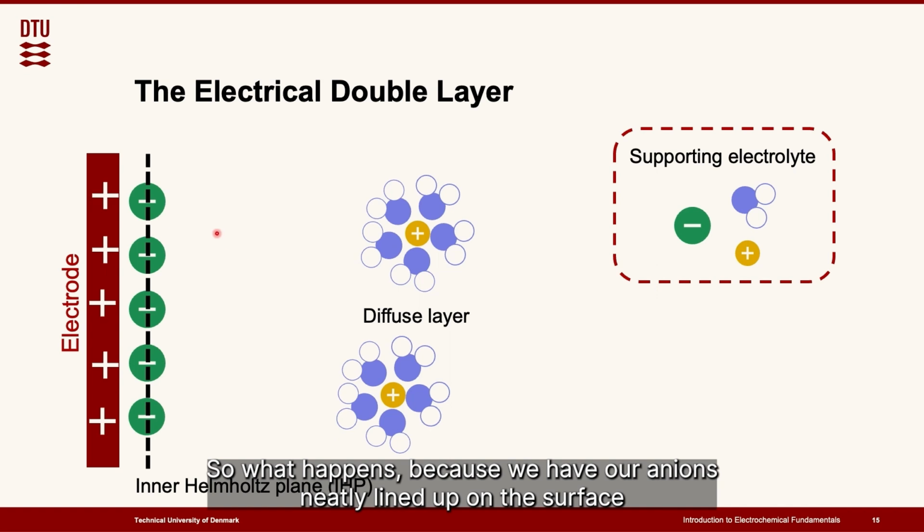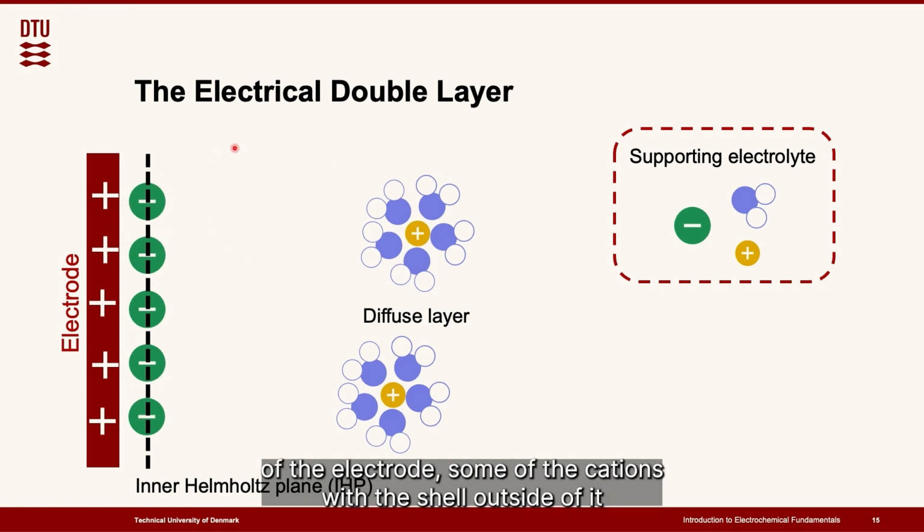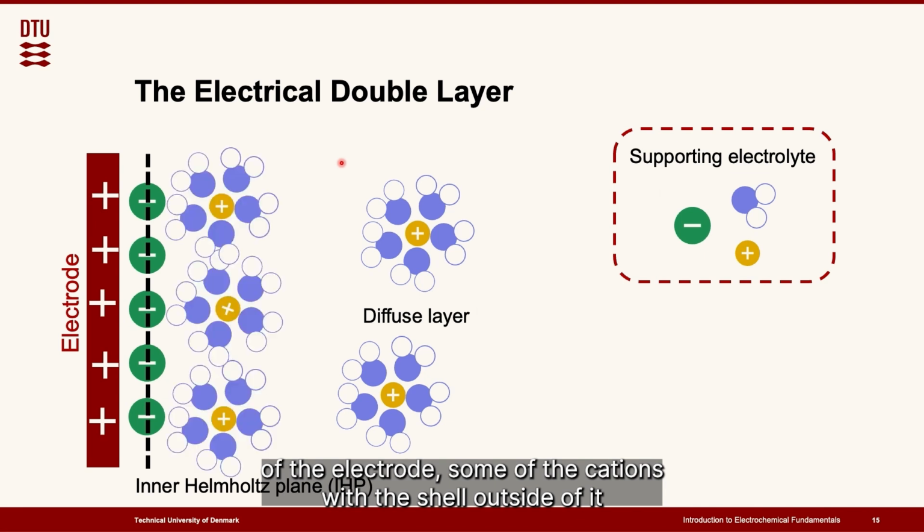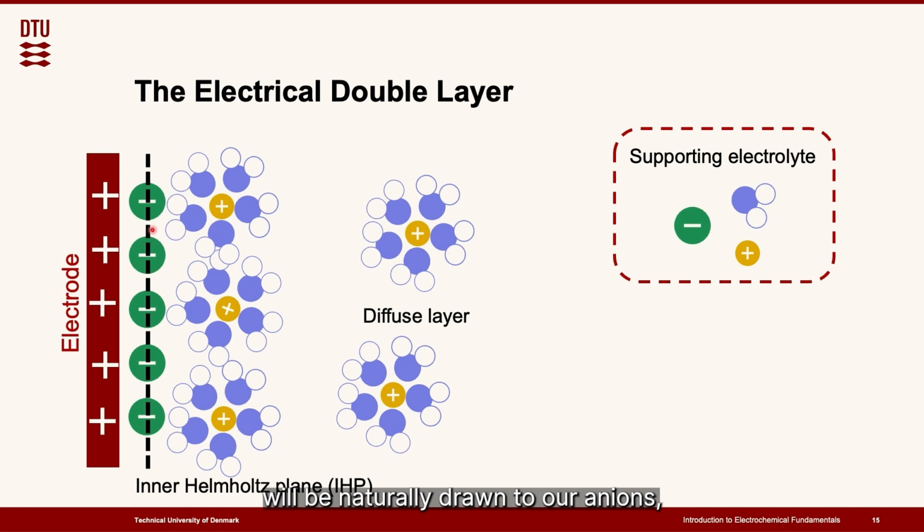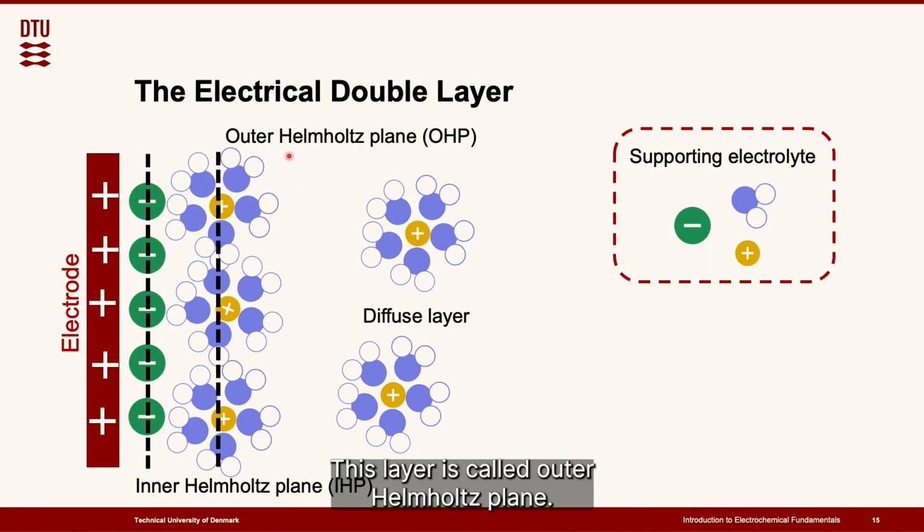So what happens is, because we have our anions neatly lined up on the surface of the electrode, some of the cations with the shell outside of them will be naturally drawn to our anions, forming a very orderly layer. This layer is called the outer Helmholtz plane. And these two planes, the inner and outer Helmholtz planes, form the electrical double layer.